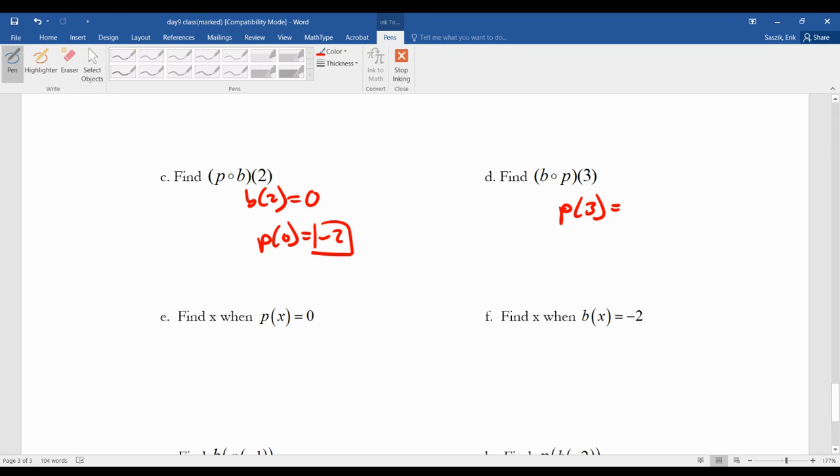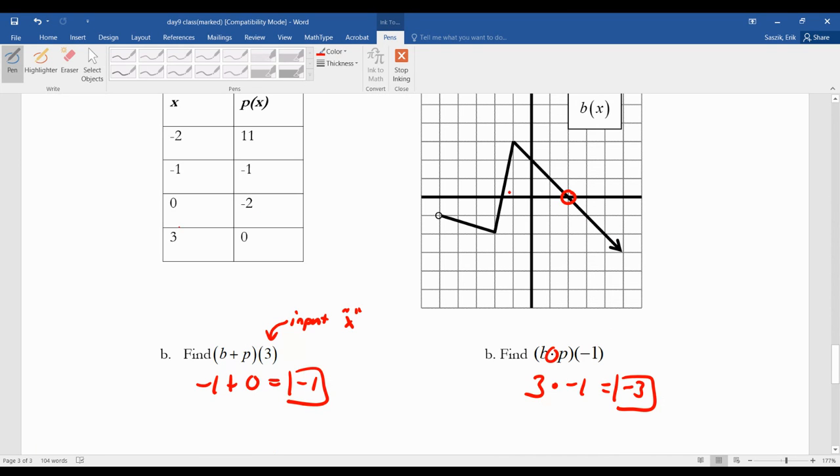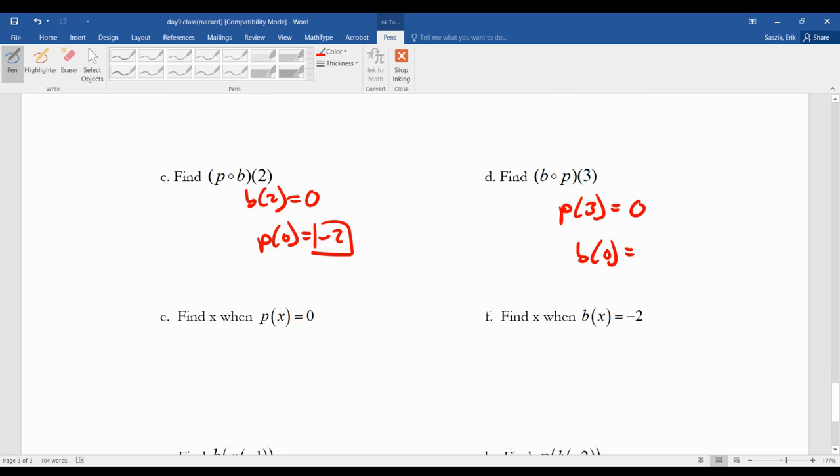Now, P of 3 is just going to be 0. Now you do B of 0, which means you don't move left or right, but then you scooch up to the graph. There it is. Y value there is +2.